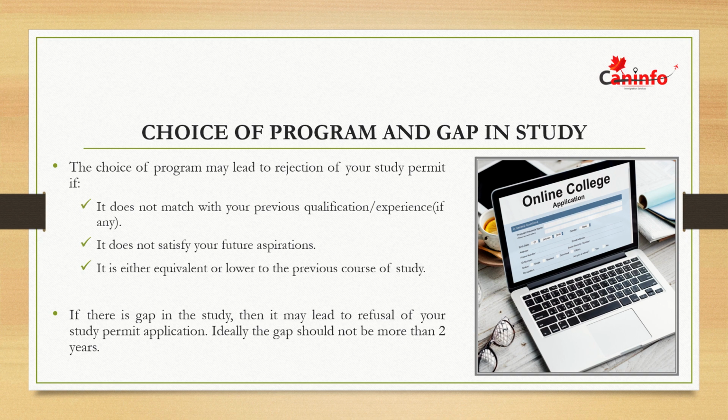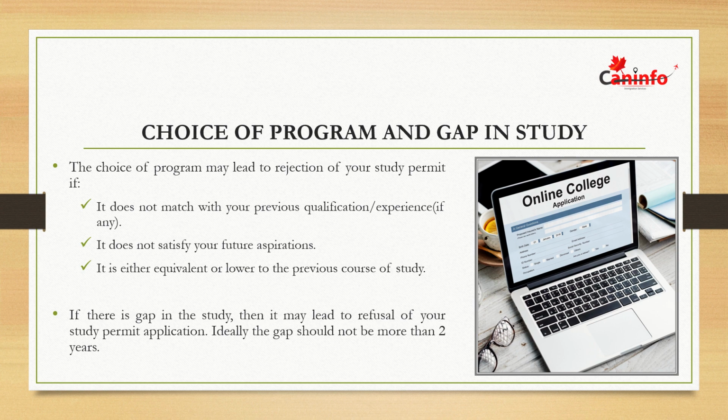Let's understand this. The first thing is your chosen program should be matching with your previous qualification. That means it would be in continuation to the previous qualification. If you have studied commerce, you should take business or equivalent accounts. You can take a program related to your previous course of study. It should not be that you have studied commerce previously, and then you are taking science. So that is the issue.